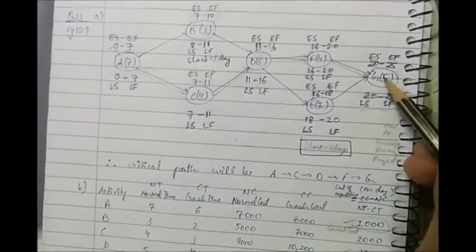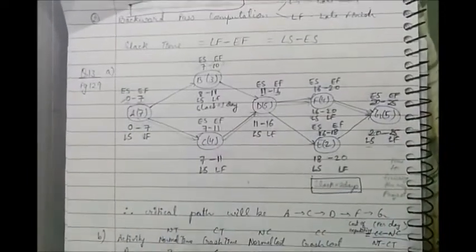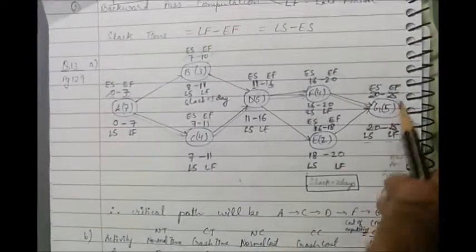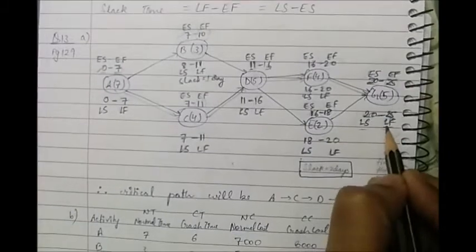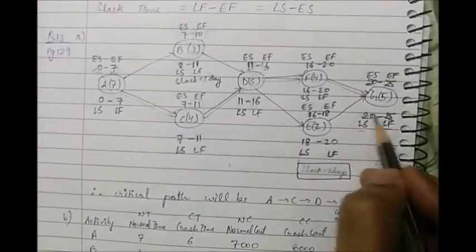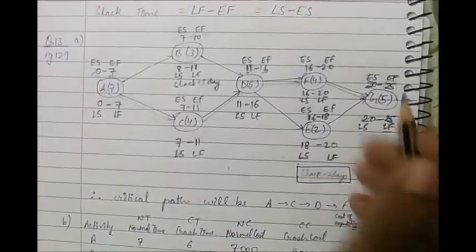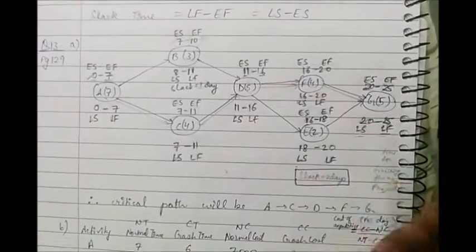Now we'll be dealing with the backward pass computation. Now this involves the concept of late start and late finish. How does that happen? G is finishing off on the 25th day. So we can say that the late finish for G is on the 25th day. So this we write as 25. We'll simply do a back calculation from here.